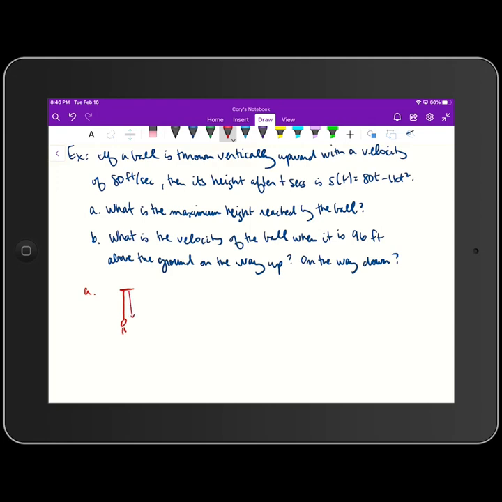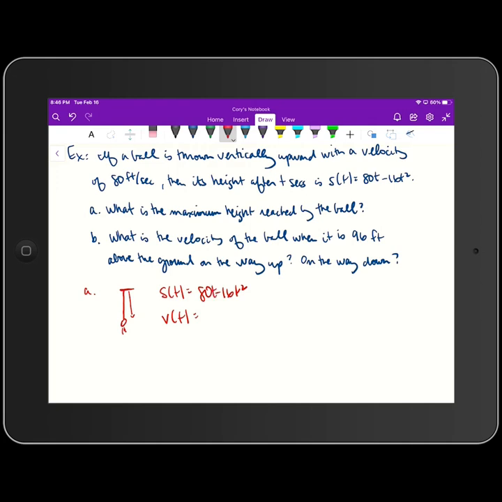So we can determine the time when the ball reaches its maximum height by calculating the time for which velocity is equal to 0. Given the position function s of t, which is equal to 80t minus 16t squared, we can find the velocity function by taking the derivative of the position function.